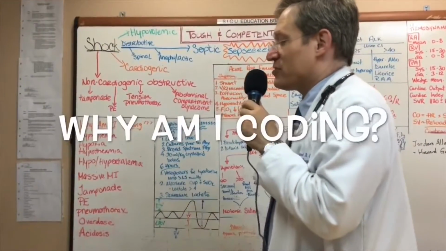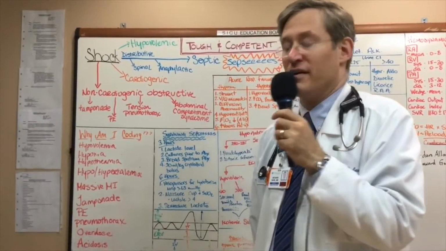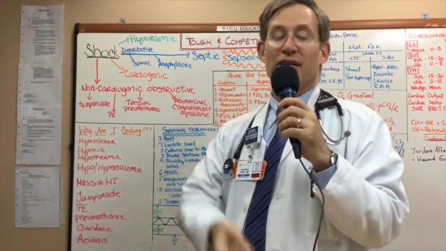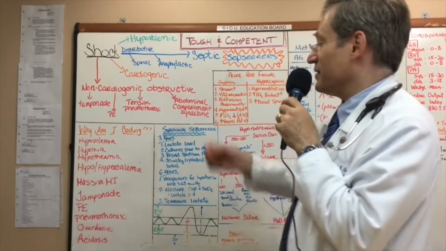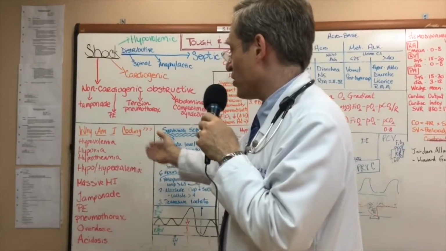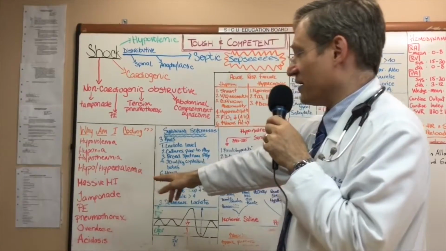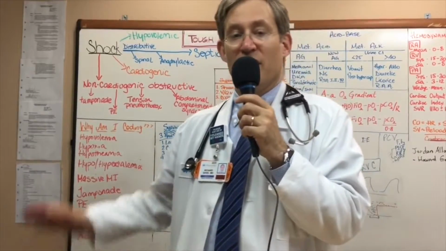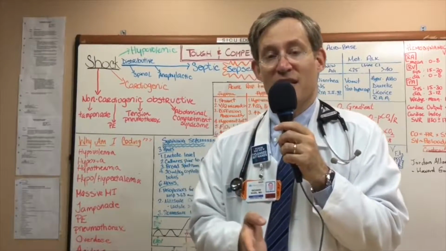Here is an important differential diagnosis when you're caring for a patient who requires CPR. Why am I coding? It's important that the person who's running the code explicitly go over these items during the code. Does the patient have hypovolemia, hypoxia, hypothermia, hypo- or hyperkalemia, massive MI, pericardial tamponade, pulmonary embolism, tension pneumothorax, overdose, or acidosis?